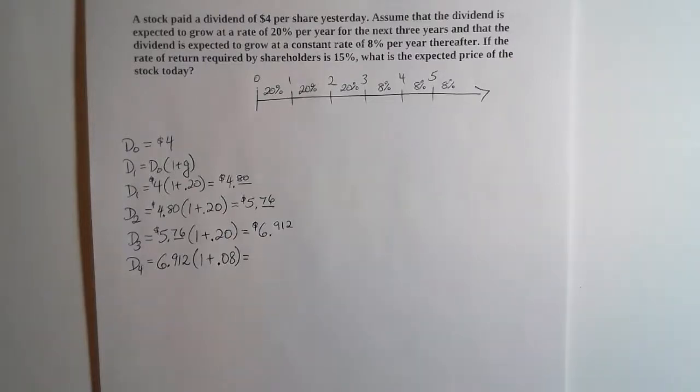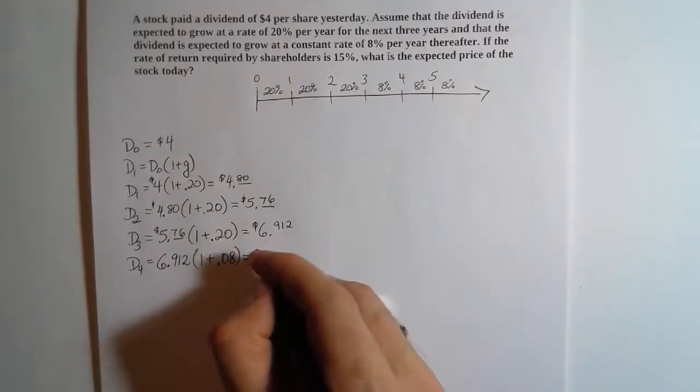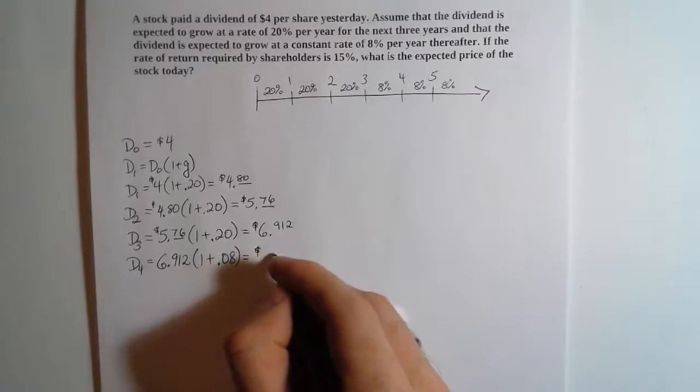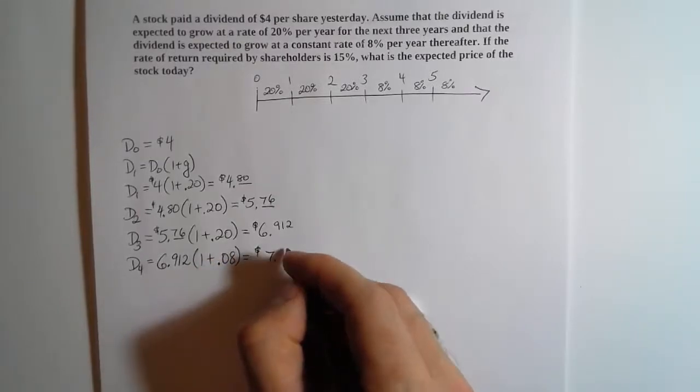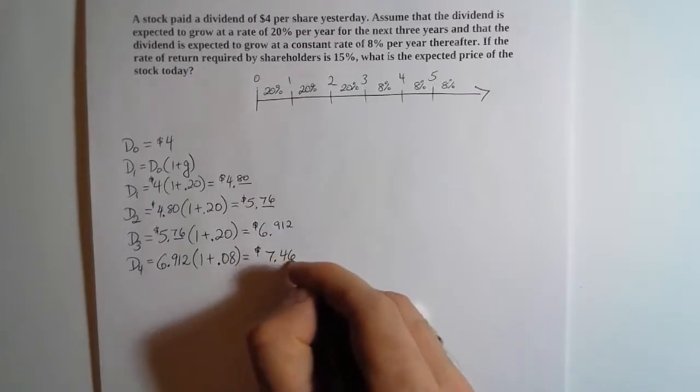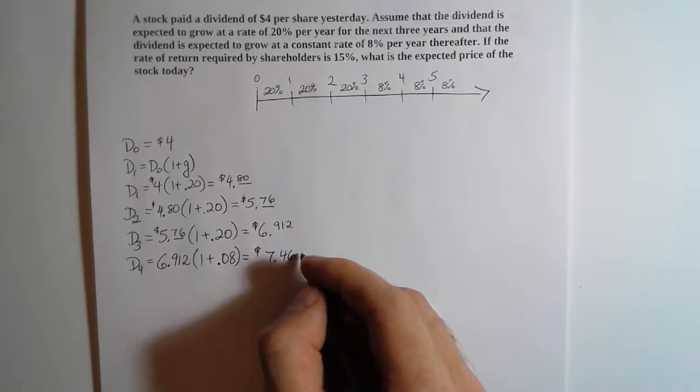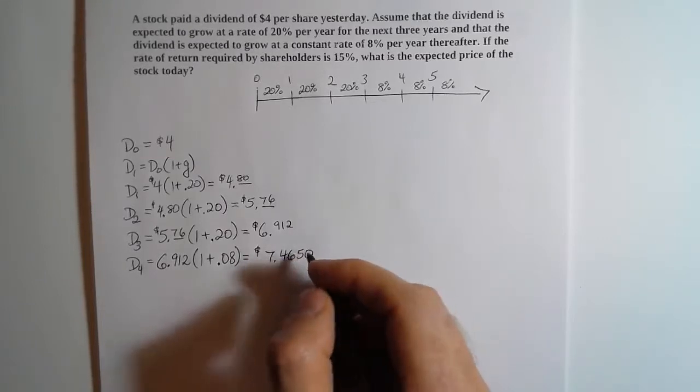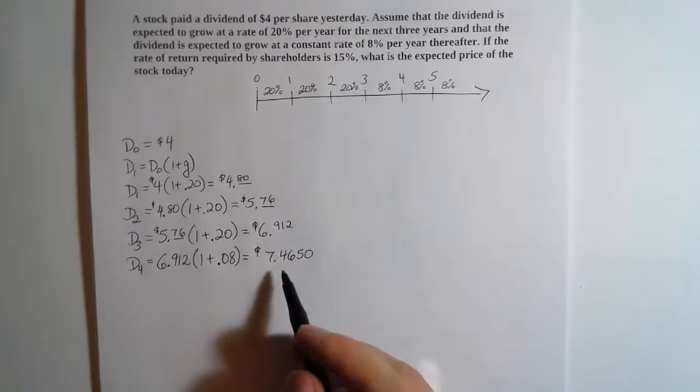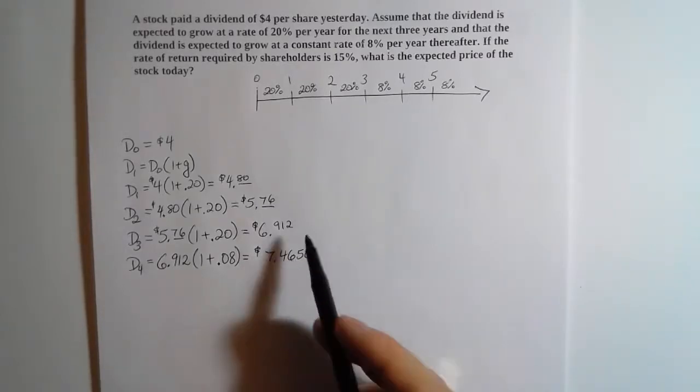Okay, so if you pause the video and work that out, what you should have gotten was a value for D4, which was $7.46, and then some fractional change here. So I'll hang on to a few extra decimal places until we get to the end. So 7.4650 works out nicely. So our first step was to draw out our timeline.